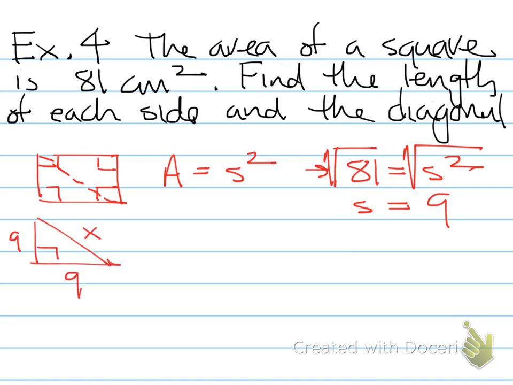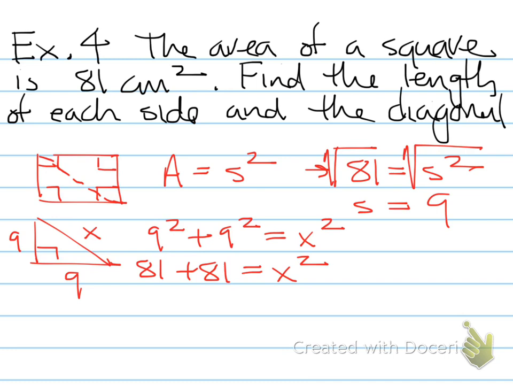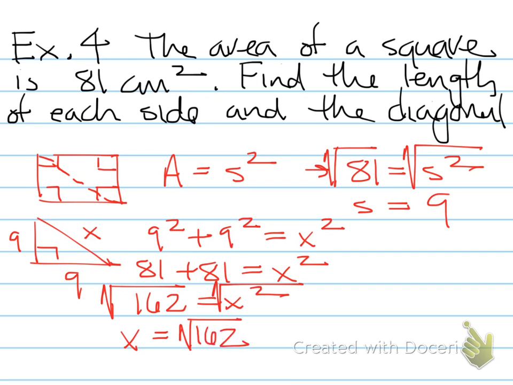If we draw the diagonal right through the middle, we'll get a right triangle that has both legs with a measure of 9. So we're trying to find the measure of the hypotenuse. We would use the Pythagorean Theorem. 9 squared plus 9 squared equals x squared. 81 plus 81 is 162. Take the square root of both sides, and x equals the square root of 162. That would be the exact measure. The approximate measure would be 12.7 centimeters.